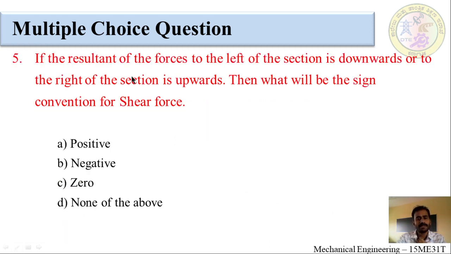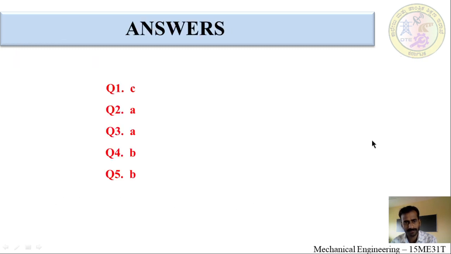Now, moving on to the fifth question, if the resultant of the forces to the left of the section is downwards or to the right of the section is upwards, then what will be the sign convention for the shear force? Positive, negative or 0 or none of the above. So, we will see the answers.